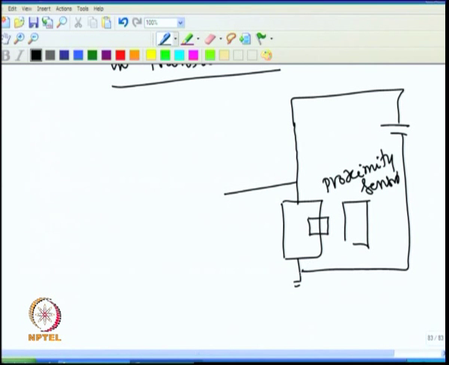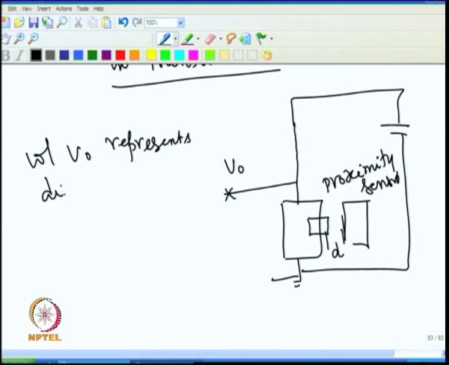So, voltage at this point gives me the displacement. For example, this is the distance we want to see. So, voltage V0 represents displacement D. D is the gap between these two. So, the distance between these two varies. For example, if this is moved far away, then D increases, then V0 also, assume, is increasing.